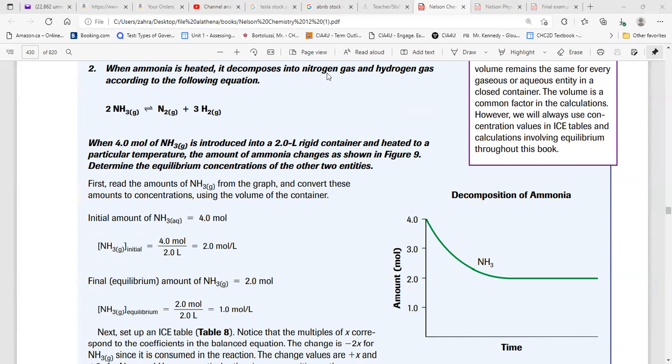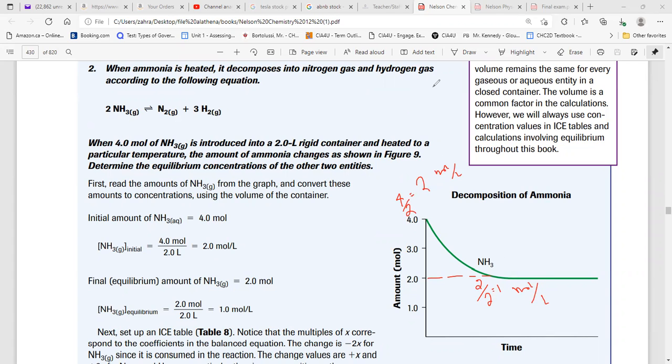Again, we have the concentration at the beginning as 4 divided by 2. Concentration at equilibrium is 2 divided by 2, so it's 1. So we have the initial concentration, 2 mole per liter, and here is the final concentration. Equilibrium concentration is 1 mole per liter.